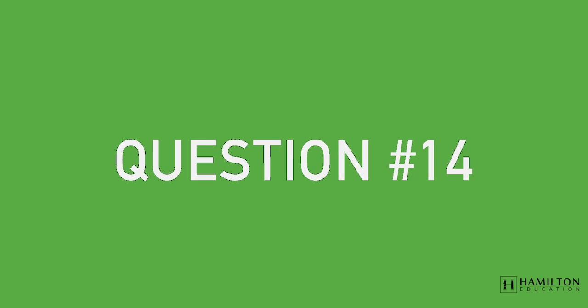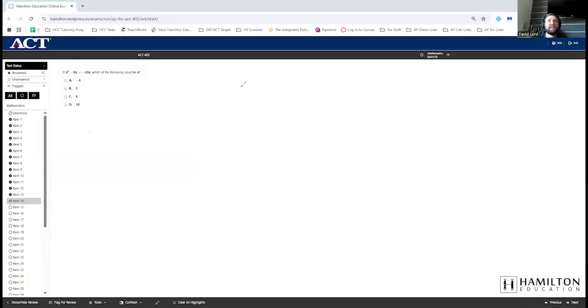Question number 14. If x squared minus 6x is equal to negative 10x, what is the value of x? Well, there's two ways to do this. One, you can just take these answer choices and plug them in until you get one that works. Sometimes that's faster for some people. For another case, you could graph them on your graphing calculator and see where it hits the x-axis and then take those two x values.